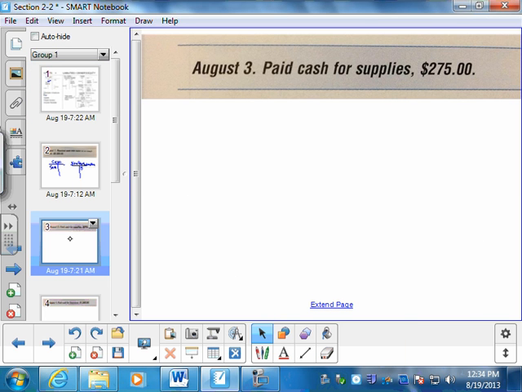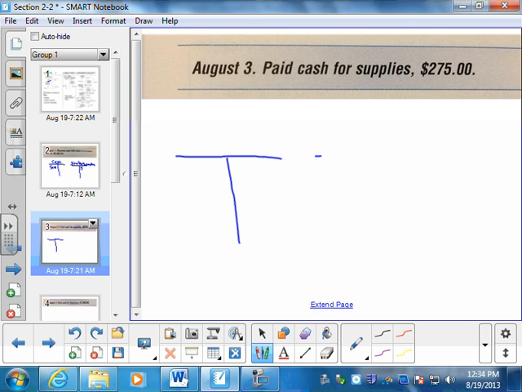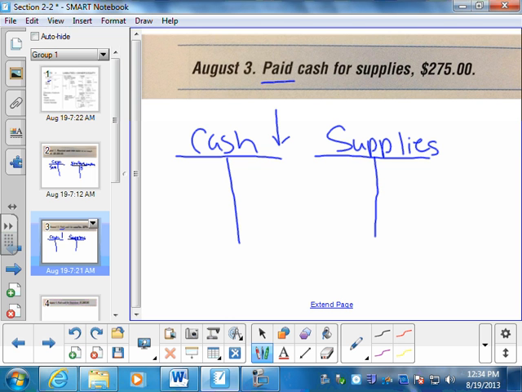Okay, next transaction. Paid cash for supplies. We're going to go through the same questions. What two accounts are we dealing with here? Well, we paid cash. We see cash in that, so we know we've got cash, and we got supplies, so we know we're dealing with supplies. Well, what happened to the company's cash? We paid it. We paid cash, so our cash went down, and our supplies went up because we got supplies.